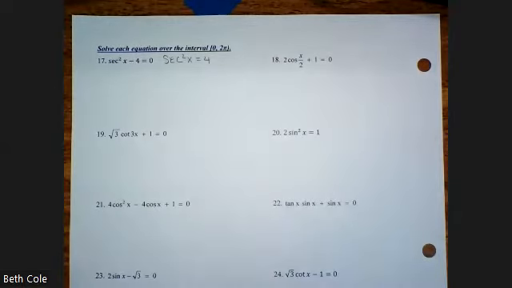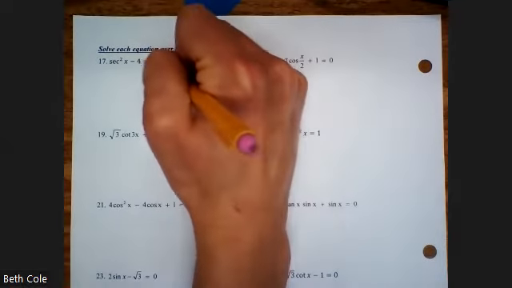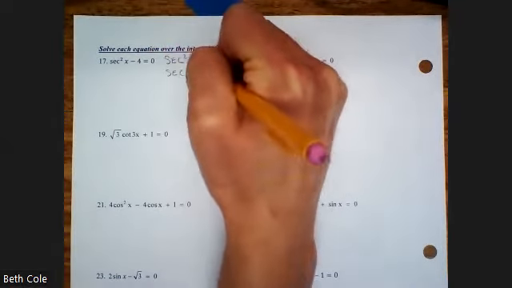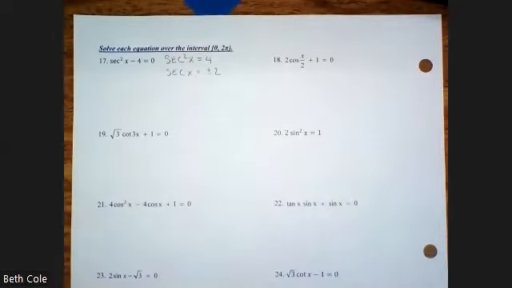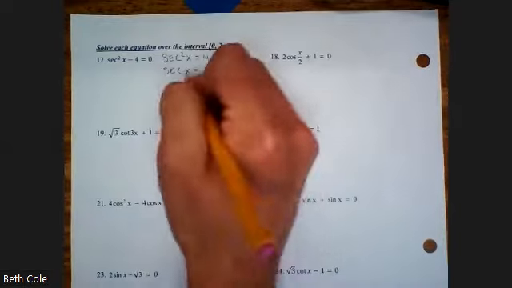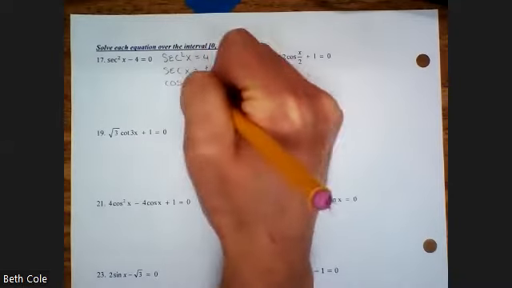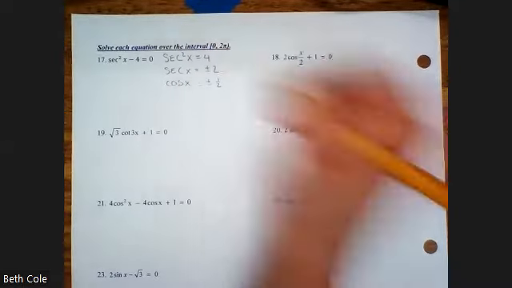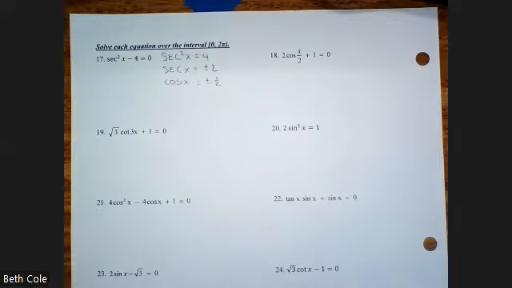Now, when you put a square root, what do you have to put? Plus and minus. So secant of x equals plus and minus 2. Square root of 4 gives you 2. And then I'm going to reciprocate that. Which function is your reciprocal for secant? Good. So we're going to have cosine equals plus and minus a half. If you reciprocate 2, it's going to be a half.